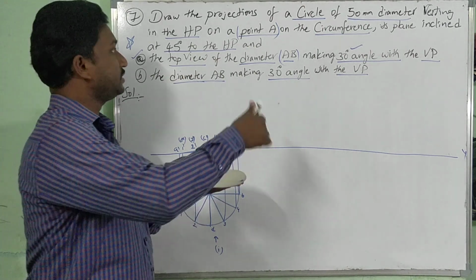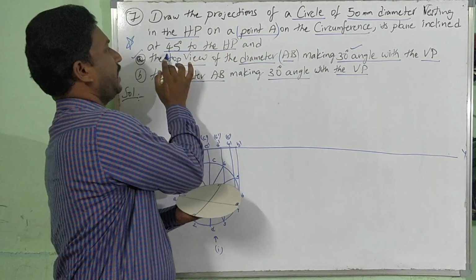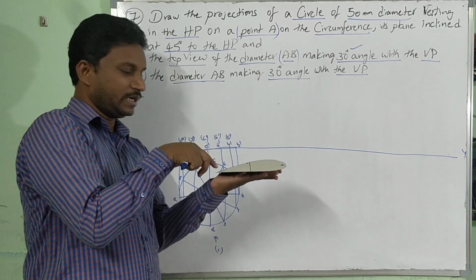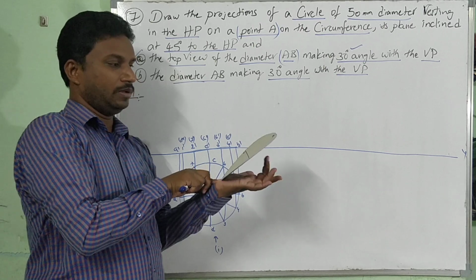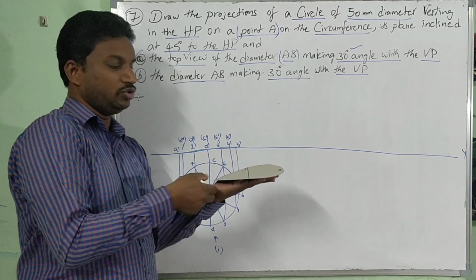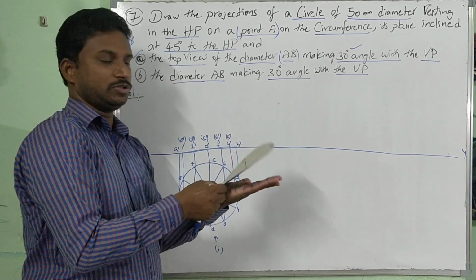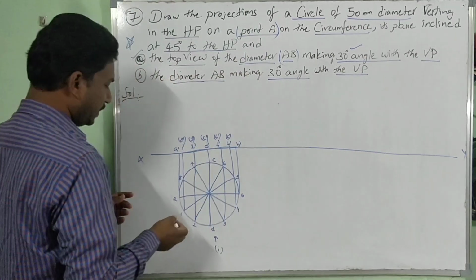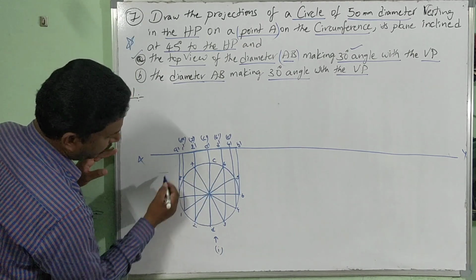Now the second stage. We have completed it in the HP. Point A is on the circumference and the plane is inclined at 45 degrees. Point A is here, and now the plane is inclined at 45 degrees like this with respect to HP. Now what happened when you are looking from the front view, the line which you are looking at, the diameter AB, will be inclined at 45 degrees. So the top view will look like an ellipse. Whatever this diameter is given, it's 50 mm diameter, you can show with the help of dimension.